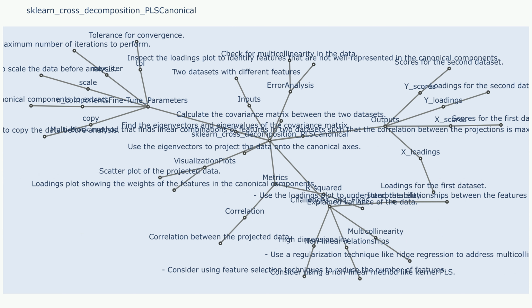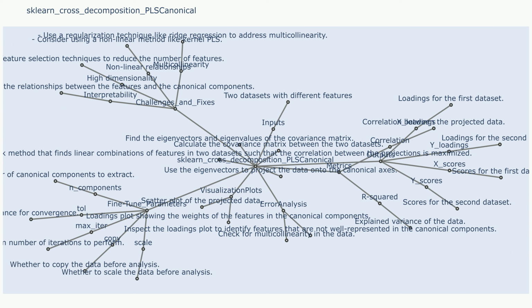Inputs: X, a 2D array of shape (n_samples, n_features_X), representing the first set of variables. Y, a 2D array of shape (n_samples, n_features_Y), representing the second set of variables.